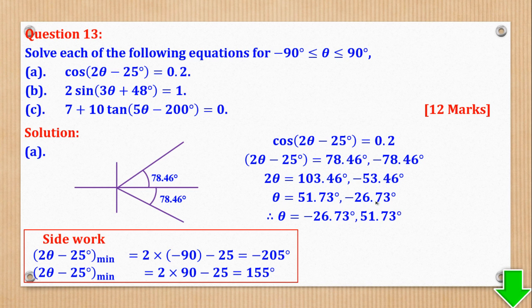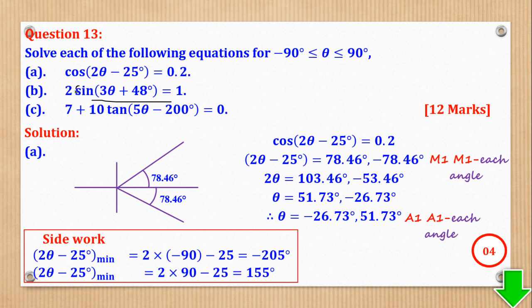So I can just rearrange in ascending order and get the 4 marks. Then part B was this. So the first thing to do is to make this one the subject. So I first divide that by 2. Let's see how that is done.